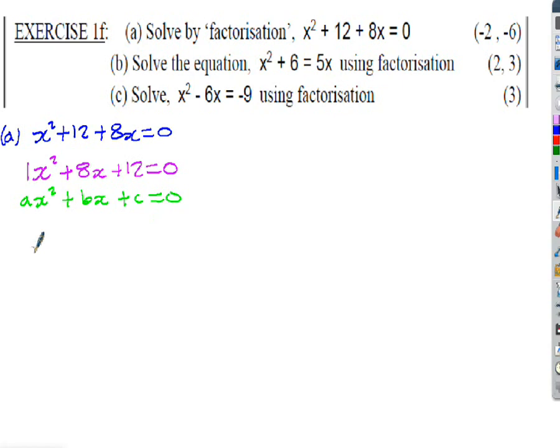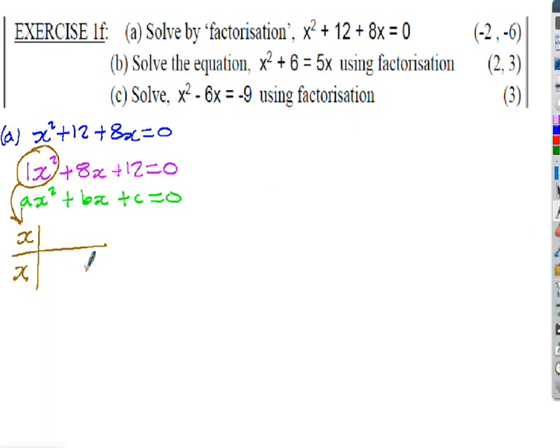I'm going to use my little tabular method here to help with the solutions. So in the first column here I put factors of the x squared term, so that's 1x squared here, so that will be x and x, because x multiplied by x is x squared, so the factors of the x squared term are what's in this column here.